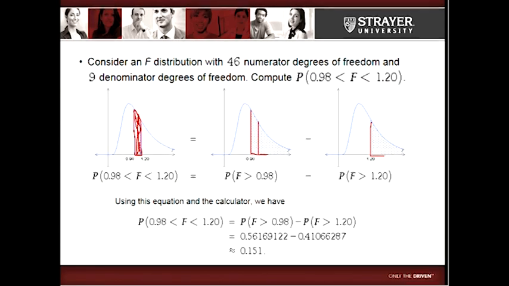If I superimpose the 1.20 over the 0.98 and take away that 1.20, notice it'll leave this part that is the middle that we've been asked for. So first we'll find the probability F is greater than 0.98 minus the probability that F is greater than 1.20, all with the same numerator and denominator degrees of freedom, and simply subtract. Okay? That's all there is to those.